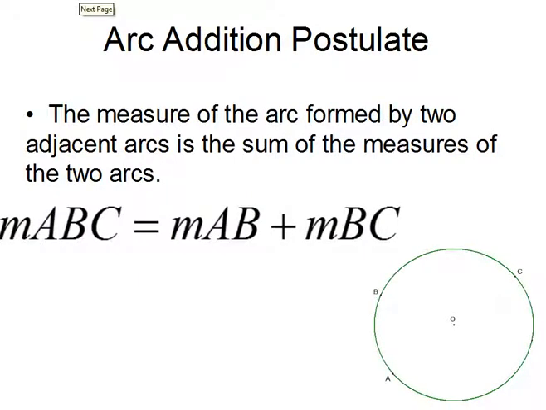And there's a postulate for that. It's kind of like the angle addition postulate, except it's the arc addition postulate. So in order to get a larger arc, you're going to take a smaller arc plus a smaller arc. So if AB was 50 degrees and BC was 70 degrees, you would add those two together. So ABC would be 120 degrees. Okay, the measure of the arc formed by two adjacent arcs is the sum of the measures of the two arcs, sum being addition.